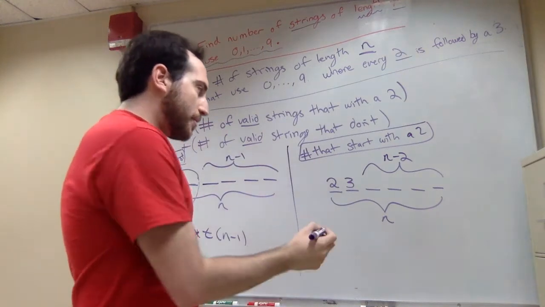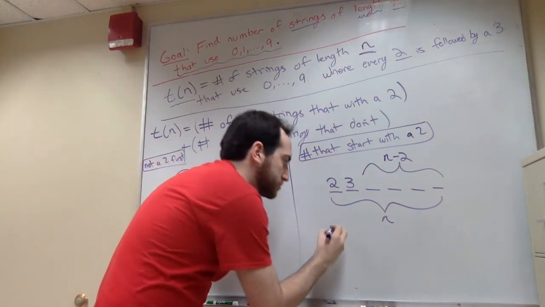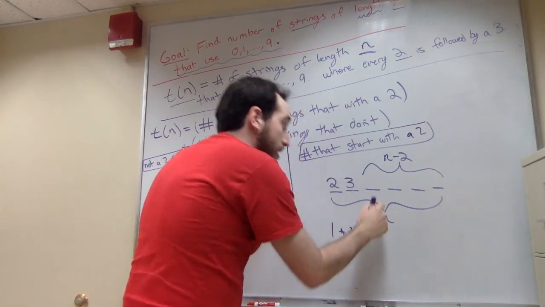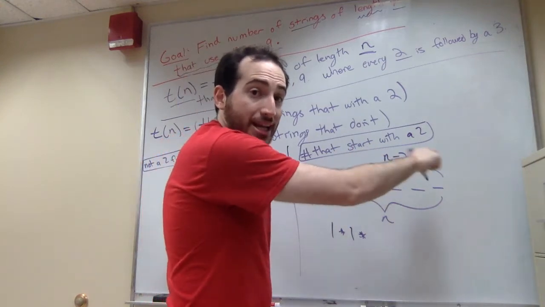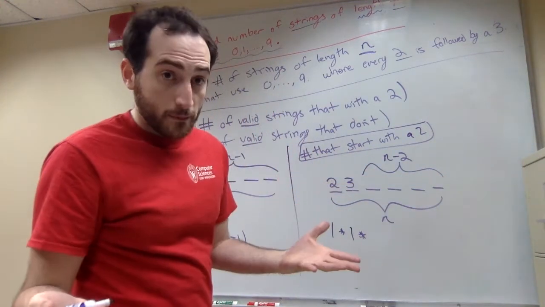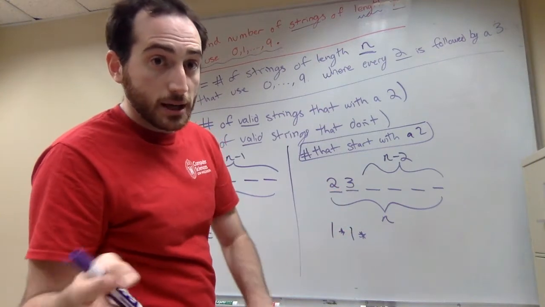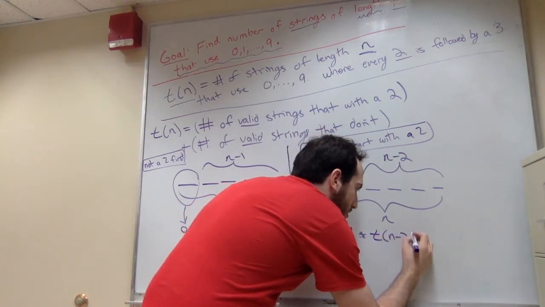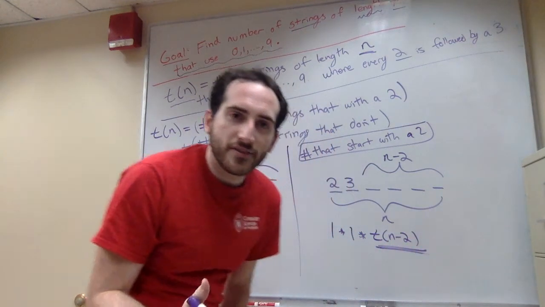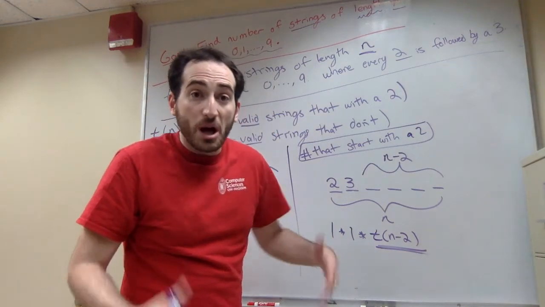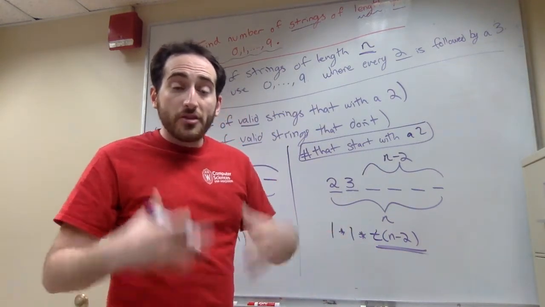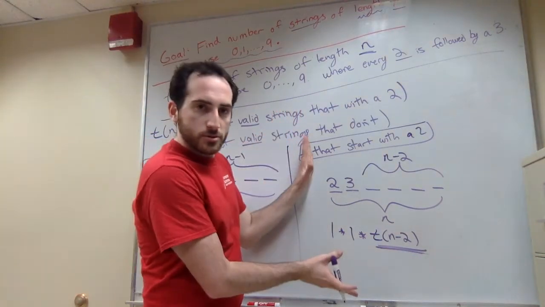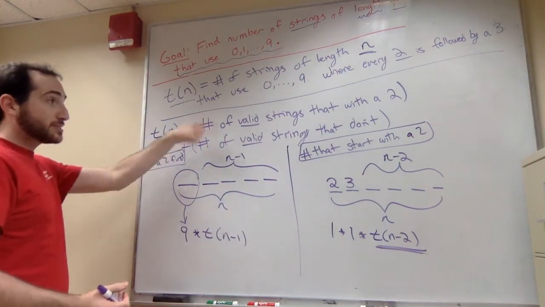How many possibilities are there for the first spot? 1 possibility. For the second spot? 1 possibility. How many possibilities are there for the remaining n minus 2 spots? T of n minus 2, because that's just the number that we're computing. The magic of all of this is that we can just say it's however many options there are that follow our rule. So now we have computed the number that start with a 2 and the number that do not. Now we just add them.